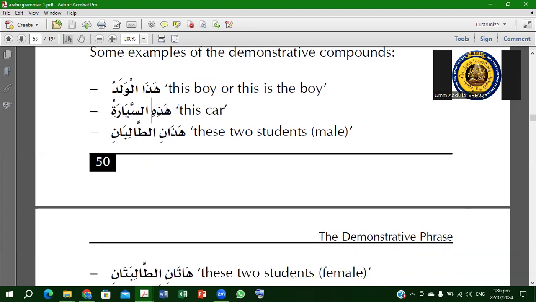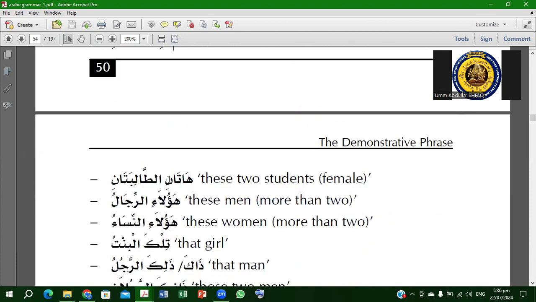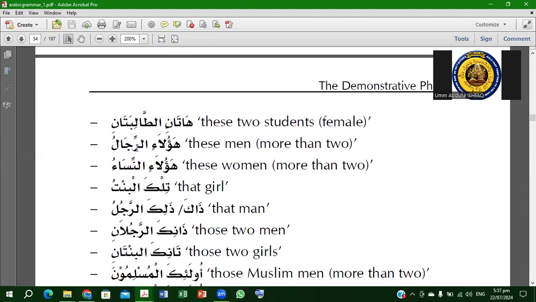هذان طالبان. If طالبان means two students, so you have to bring haza's dual. That is هذان. هذان طالبان. These two students, right? These two students. Hatani, like for females, طالبتان, two female students, right? So then you will say hatani. That is for female.